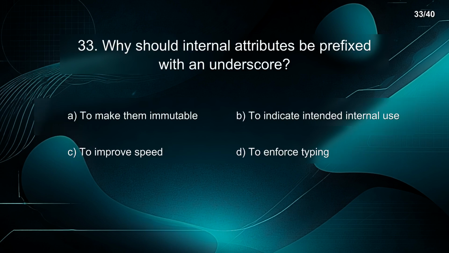33rd question. Why should internal attributes be prefixed with an underscore? A. To make them immutable. B. To indicate intended internal use. C. To improve speed. D. To enforce typing. Correct answer is B. To indicate intended internal use.